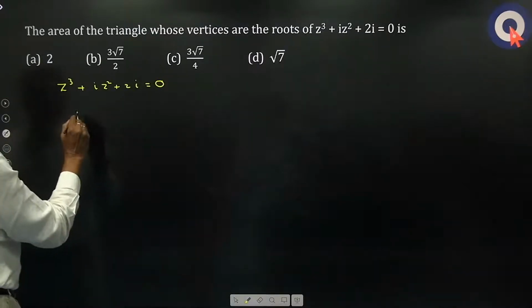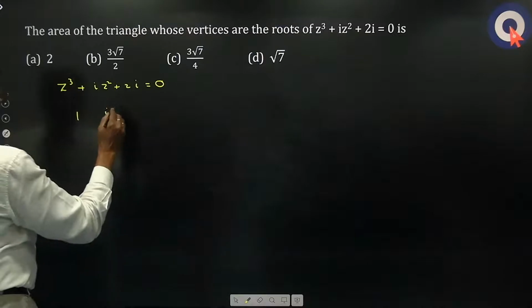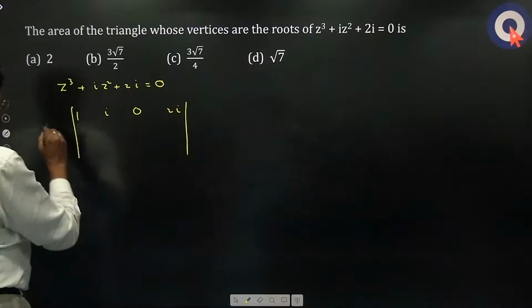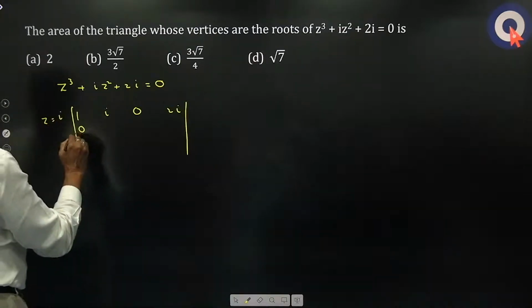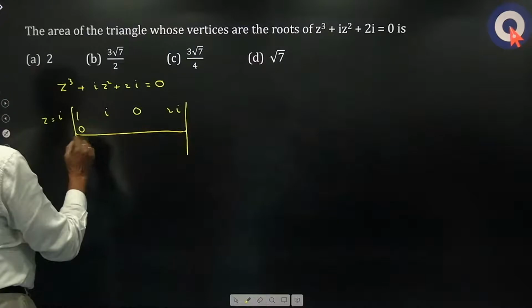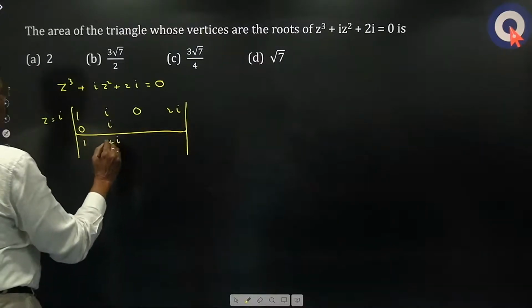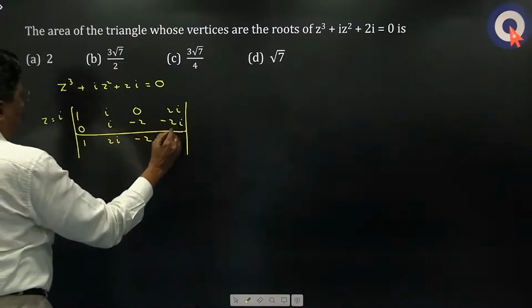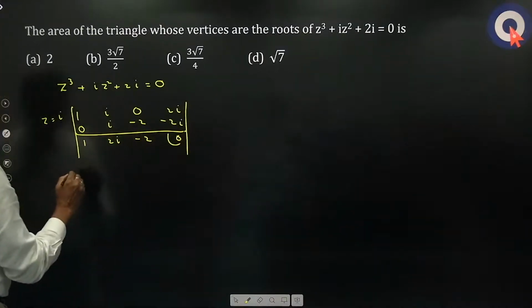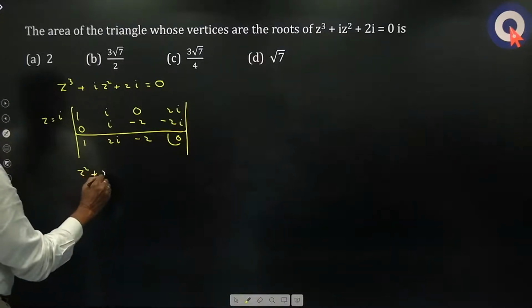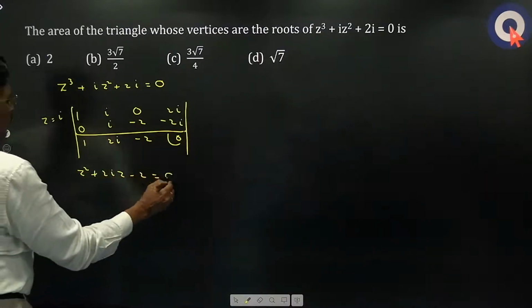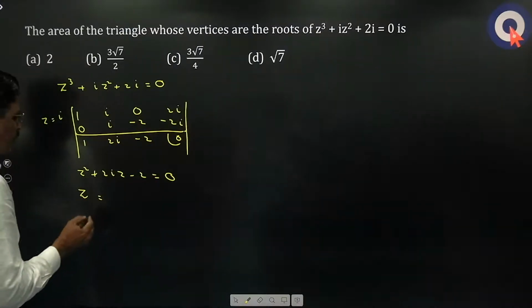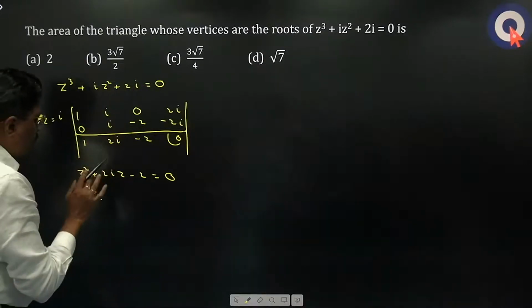So z cube coefficient is 1, z square coefficient is i, and z coefficient is 0, constant term is 2i. So we have found z is equal to i is one root. We will factorize this. 1, this is i, 2i, 2i square is minus 2. So I get minus 2 minus 2i. So this becomes 0. So what I am getting here is z square plus 2iz minus 2 is equal to 0. So z is a quadratic.